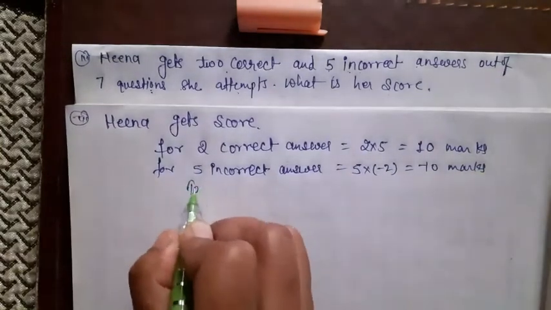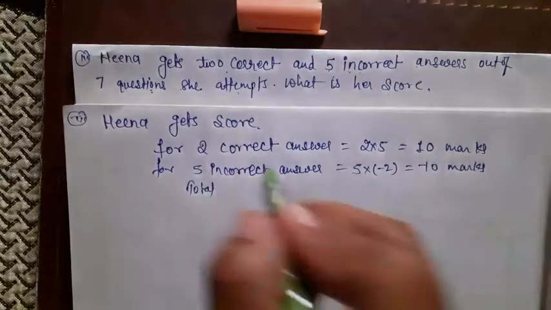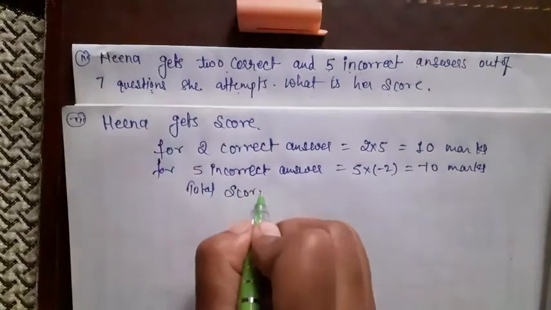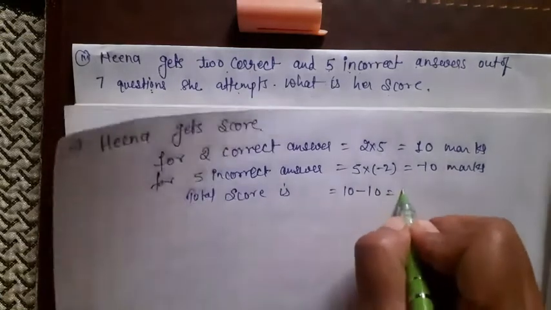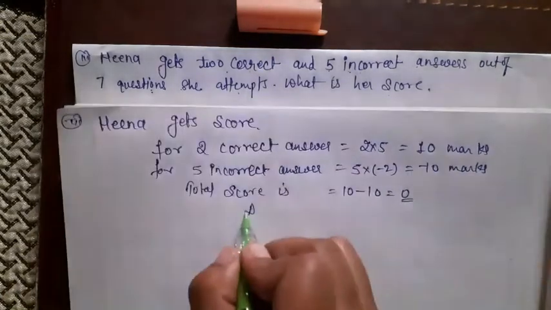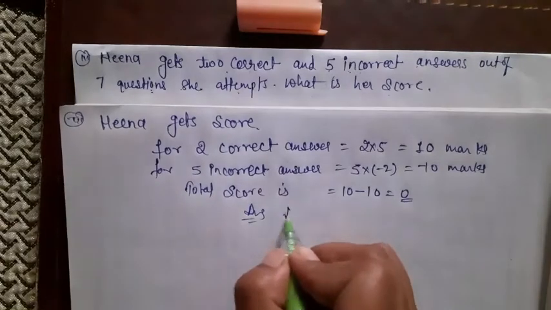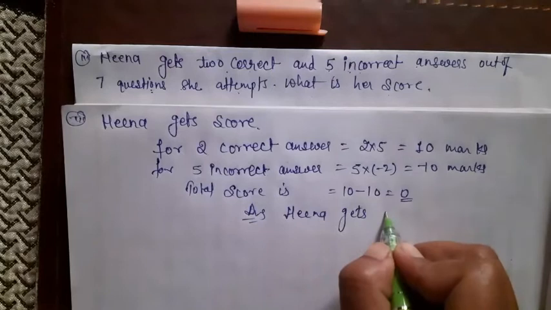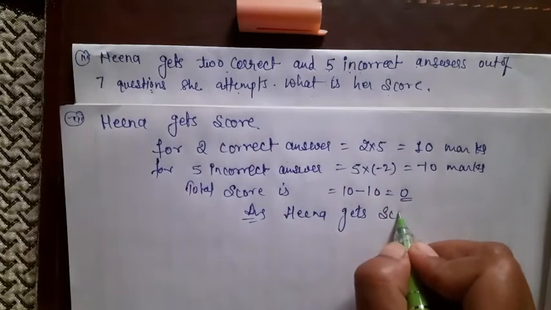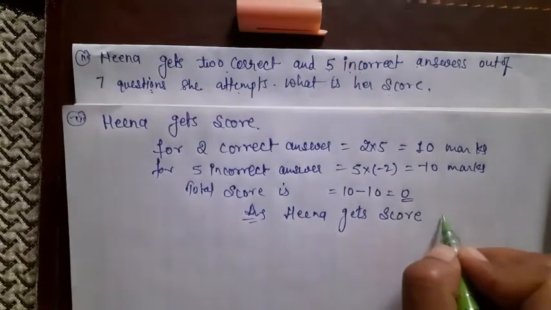Now the total score is 10 minus 10, it means 0 marks. So the answer is Hina gets score 0 marks.